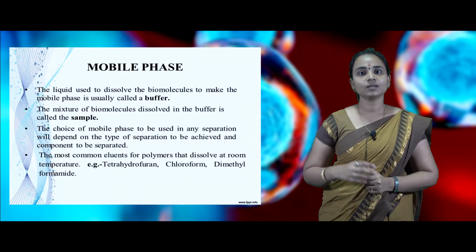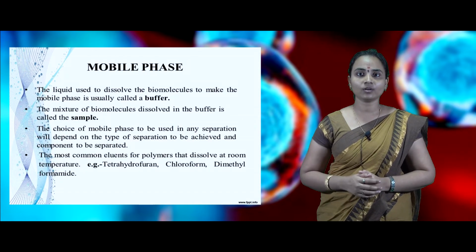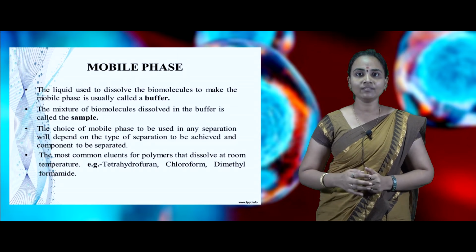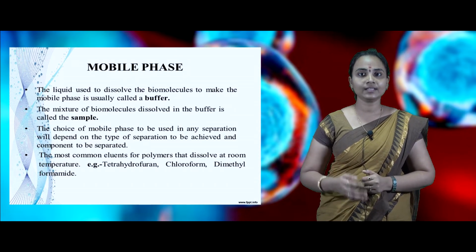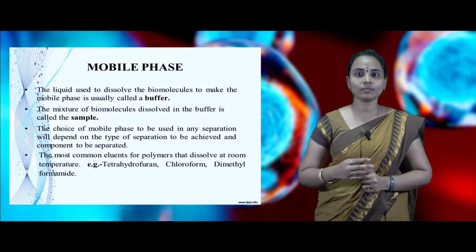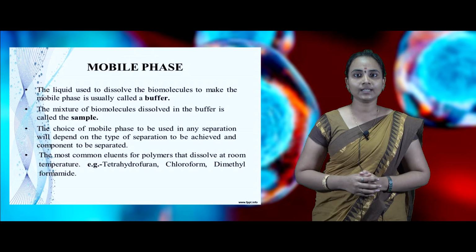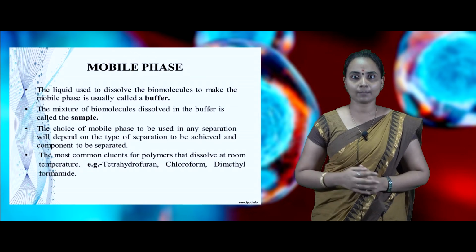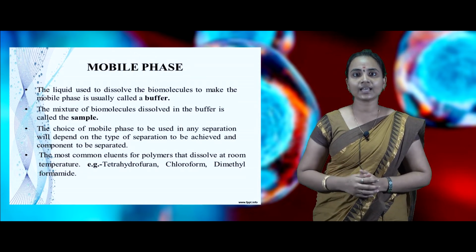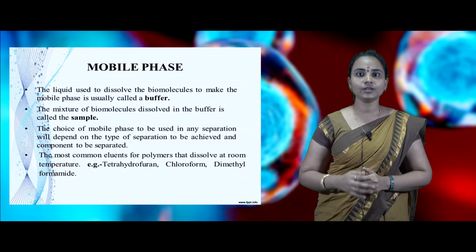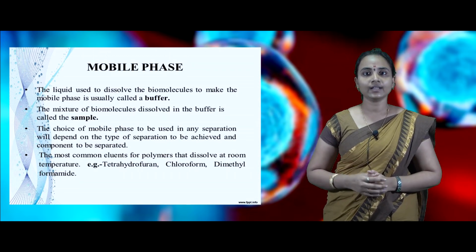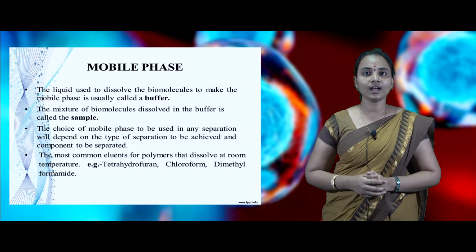Coming to the mobile phase, the mobile phase forms an important component of SEC. Here, the mobile phase forms a liquid part that dissolves many biomolecules or macromolecules, the components to be separated, and this can be mixed with buffer to form a perfect mobile phase, whereas the components that get mixed with this buffer are called the sample. And here the mobile phase can elute different polymers at room temperature. For example, tetrahydrofuran, dimethylformamide and chloroform are examples of eluents.